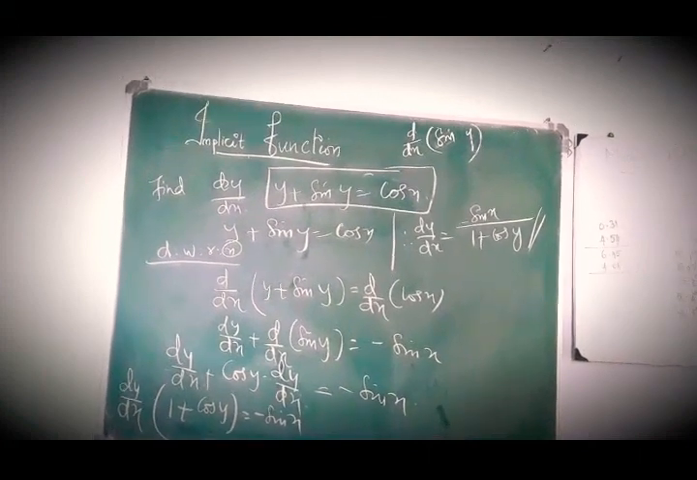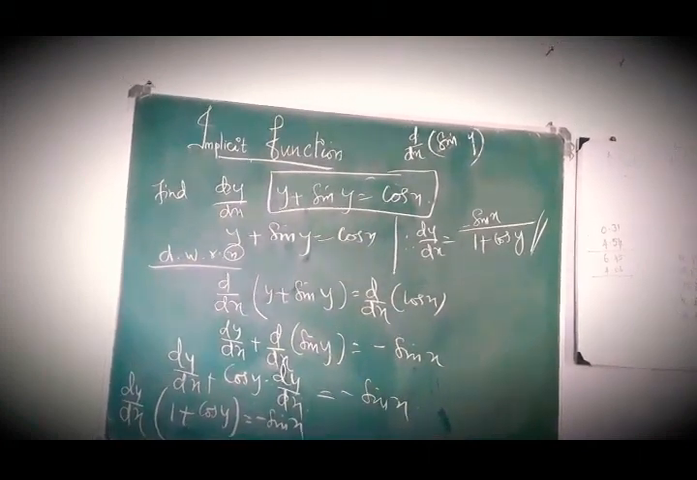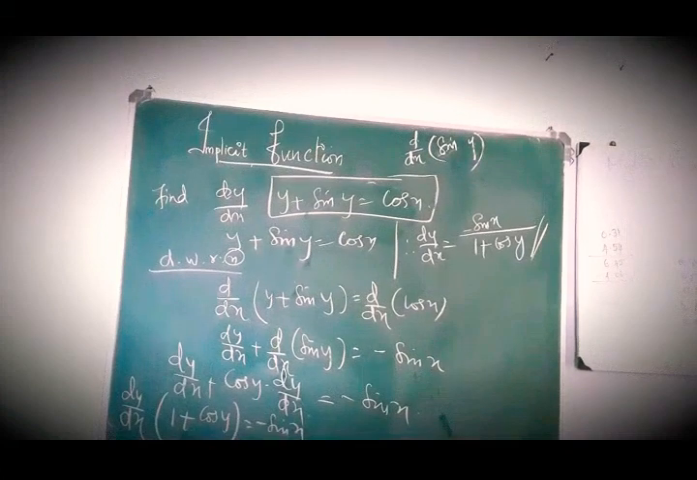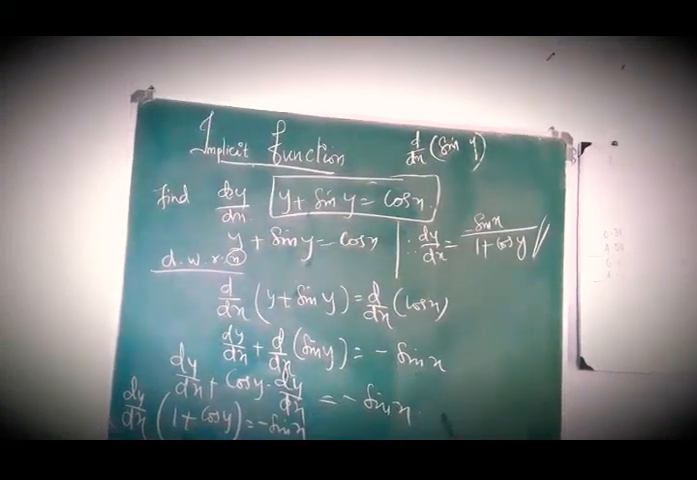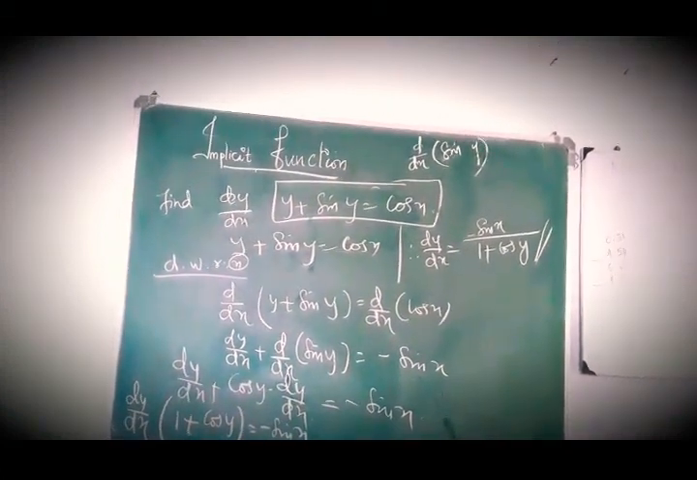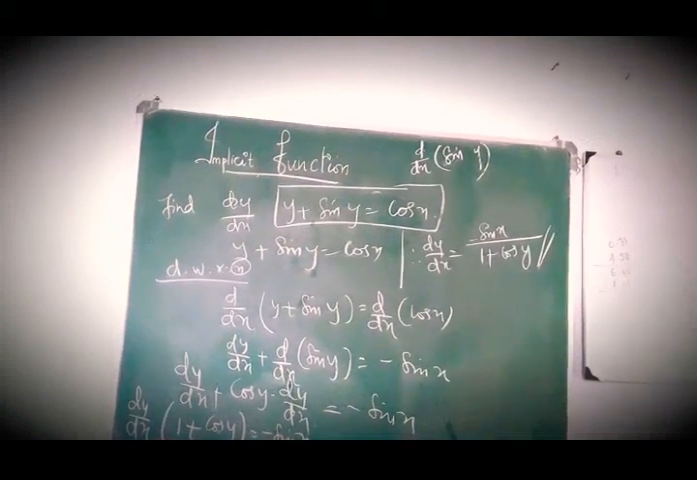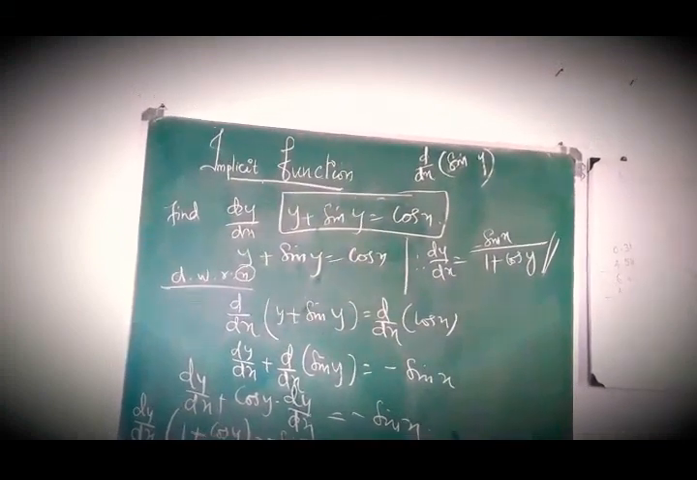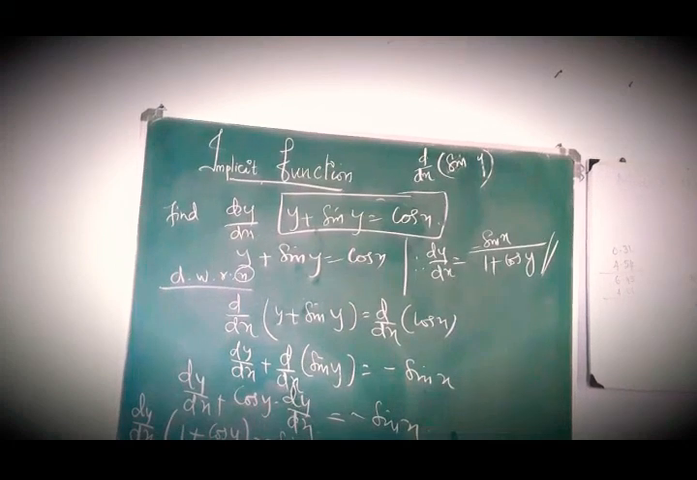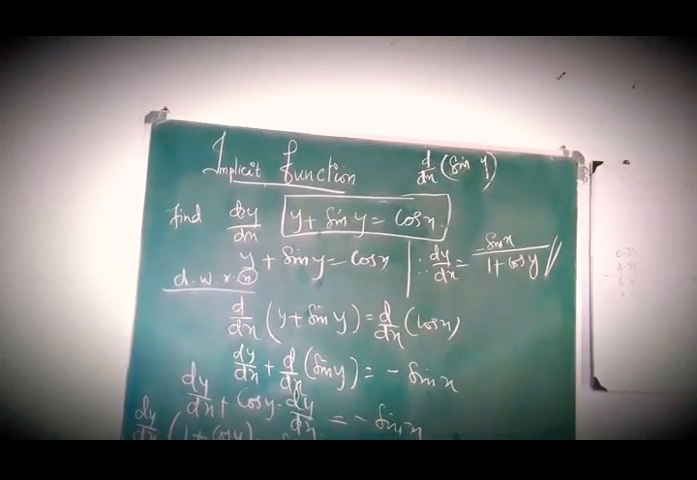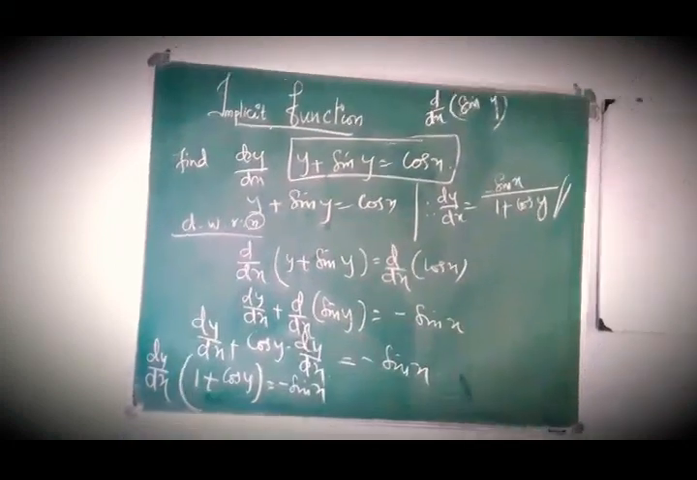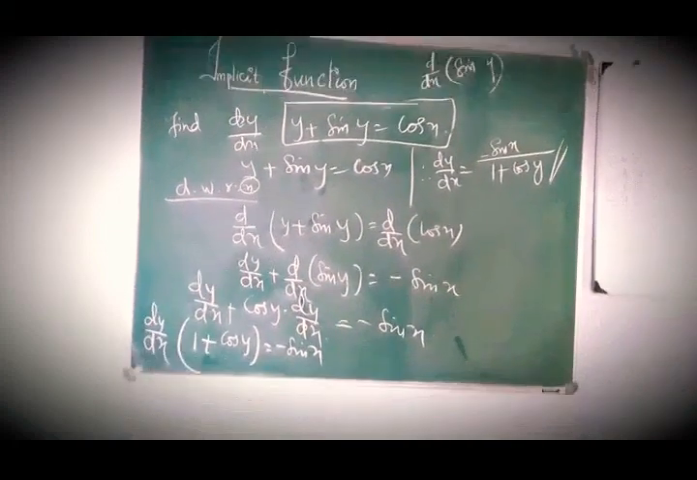So dy by dx I can take common from the left hand side. So dy by dx into 1 plus cos y is equal to minus sin x. If I want to find dy by dx, I have to take that to the denominator, that is minus sin x by 1 plus cos y, which is the required result. Is it clear?